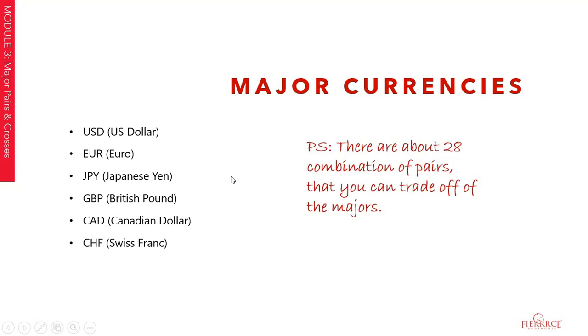When you combine these major currencies, you can come up with a combination of 28 currency pairs. Remember, when we are talking about Forex, we are talking about currency pairs, not just currencies, because currencies are always quoted in pairs. That's what we mean by currency pairs. So those are the major currencies.